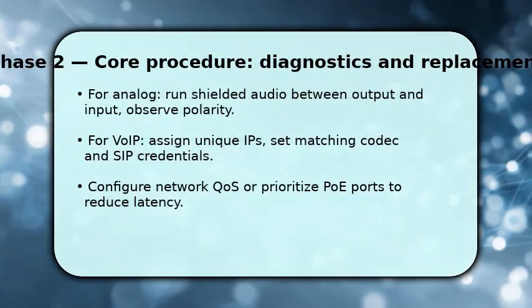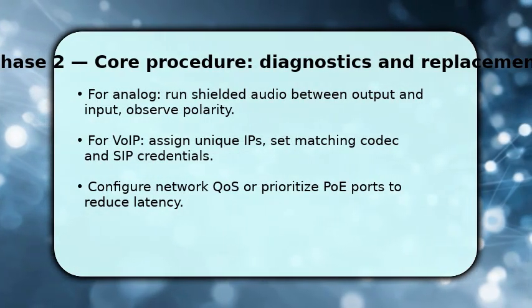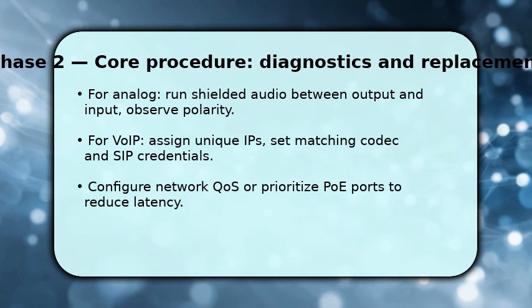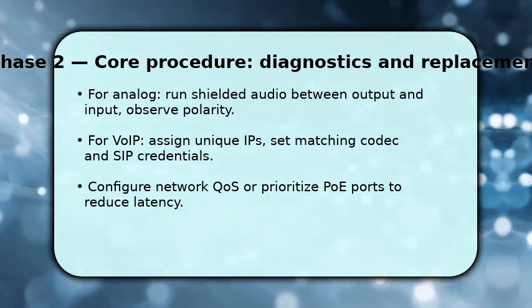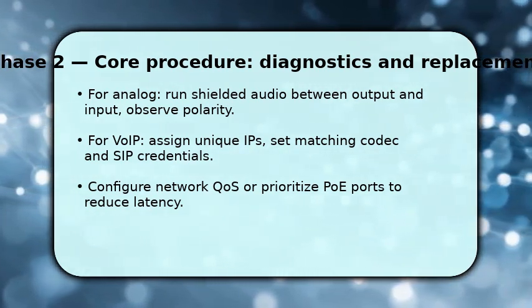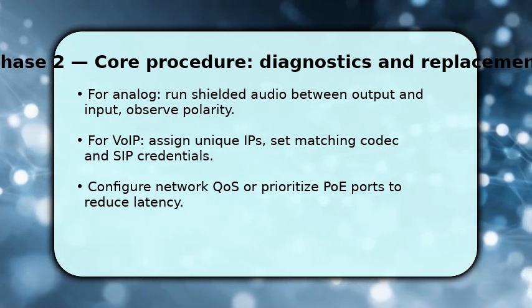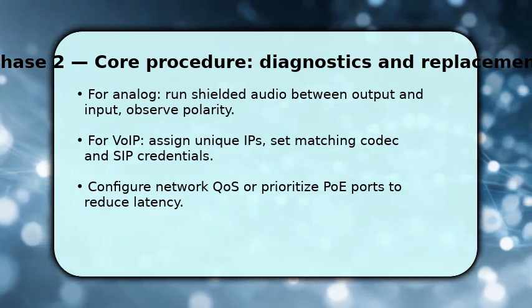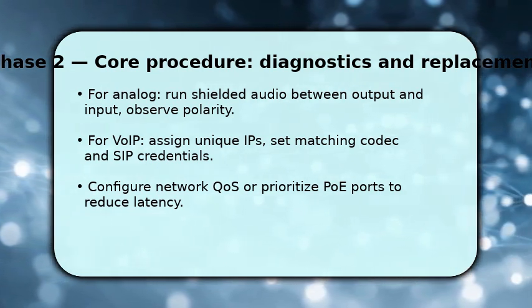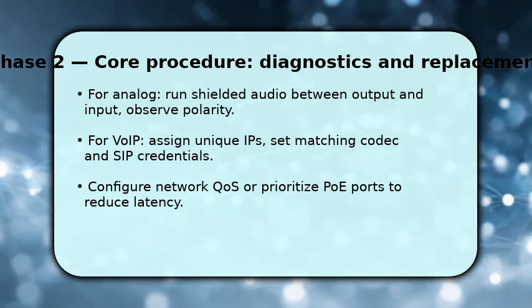You now wire and configure each unit. For analog systems, route the shielded cable, secure ground, and match polarity so audio isn't inverted. Test with short tones. For VoIP, plug into the network, assign static IPs or reserve DHCP, then enter SIP username, password, and set the codec to a common option like G711.